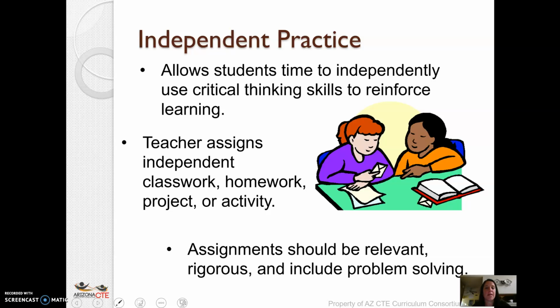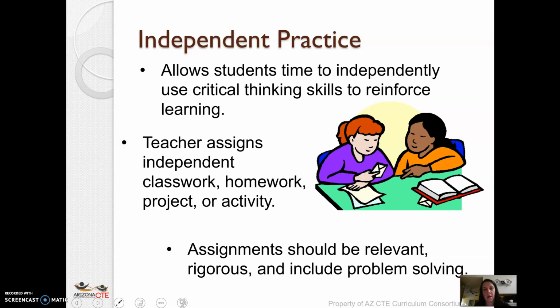Okay, independent practice. Again, this allows students time to independently use critical thinking skills to reinforce learning. This is when I'm going to assign independent classwork, homework, project, or activity. And again, it needs to make sure that that independent practice connects to your objective and to the other things that you have been practicing, the I do, we do part.